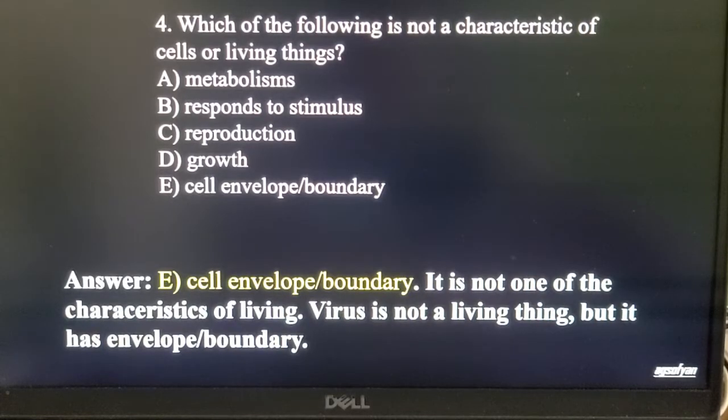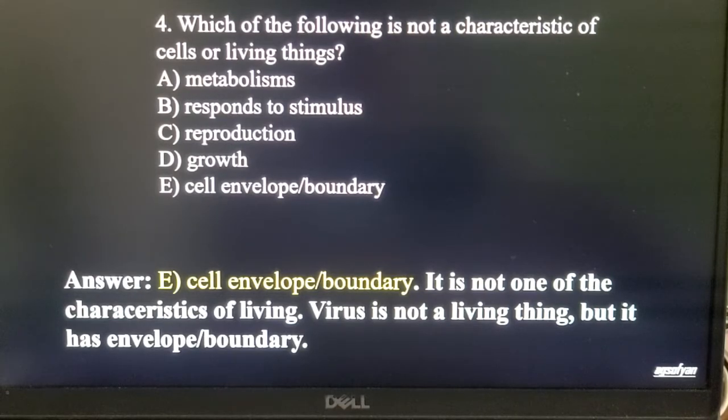Okay, if your answer is E, cell envelope or boundary, it is correct because this cell envelope and boundary is not characteristic of cell or living things. Because non-living things, they also sometimes have envelope and boundary. Like for example, virus. Virus is not living thing, but they do have cell envelope or boundary. Okay, so this is the correct answer.